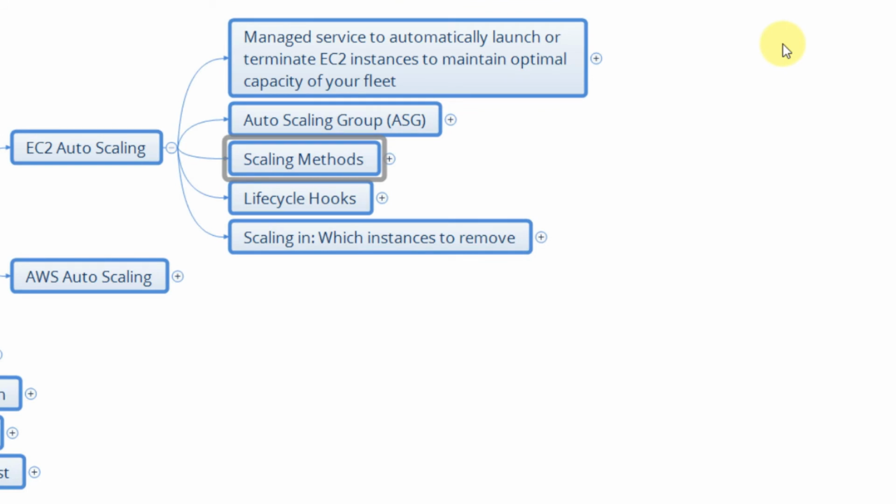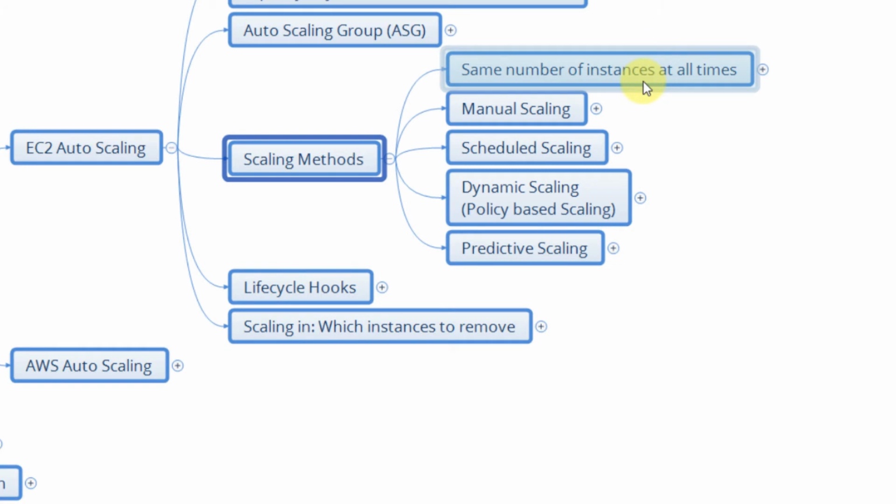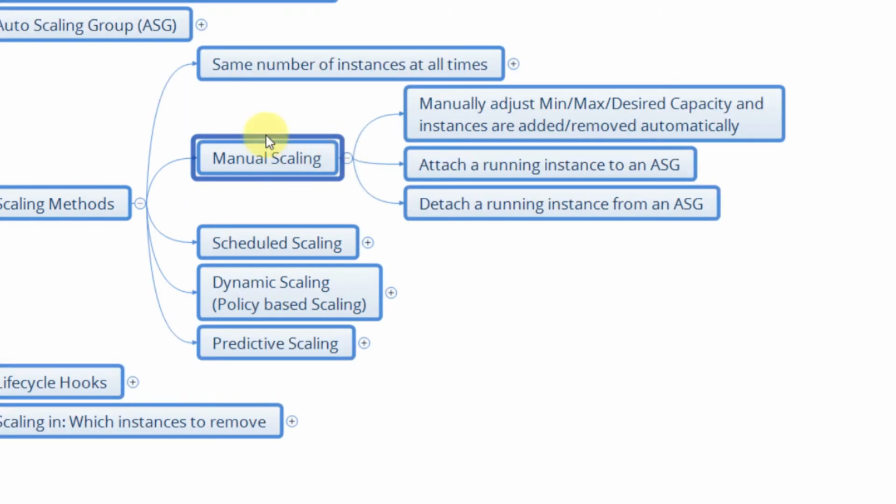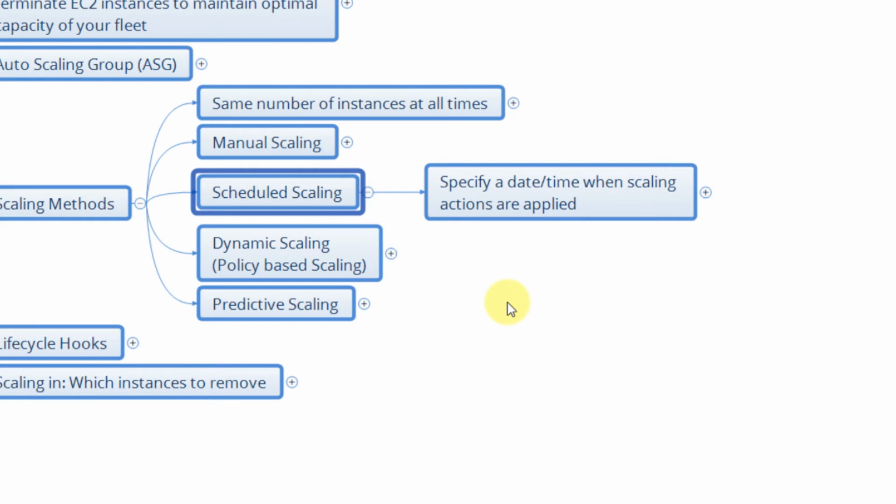Now let us look at the scaling techniques that you can use with EC2 auto scaling. So one strategy is that you can maintain the same number of instances at all times. Essentially, if an instance fails, detect that and replace it with a healthy instance. You can also scale manually, so you can adjust the min, max, and desired capacity parameters, and the instances are automatically added or removed. Or you can attach a running instance to an auto scaling group or detach from it.